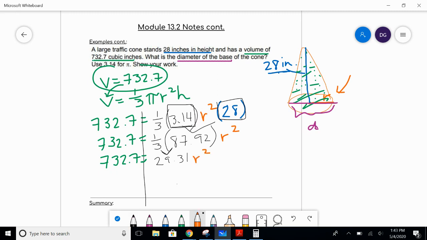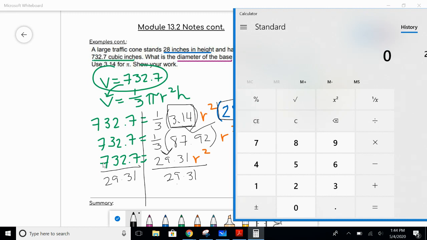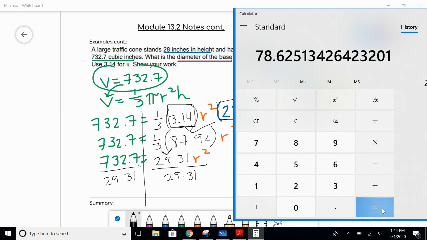That r squared is what we are looking for, right? We want to solve for that r. So what we're going to do is get rid of the 29.31 by dividing it. And whatever I do to one side, I'm going to do to the other. So 29.31, divide both sides. Now, if I go ahead, let's do that left-hand side, 732.7 divided by 29.31 is equal to about 70.